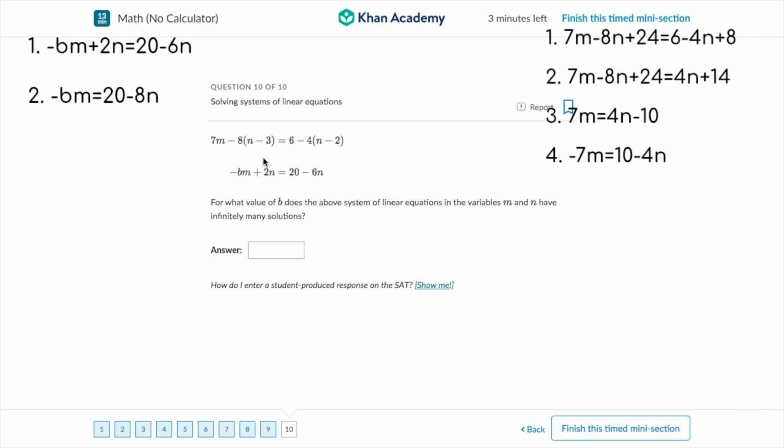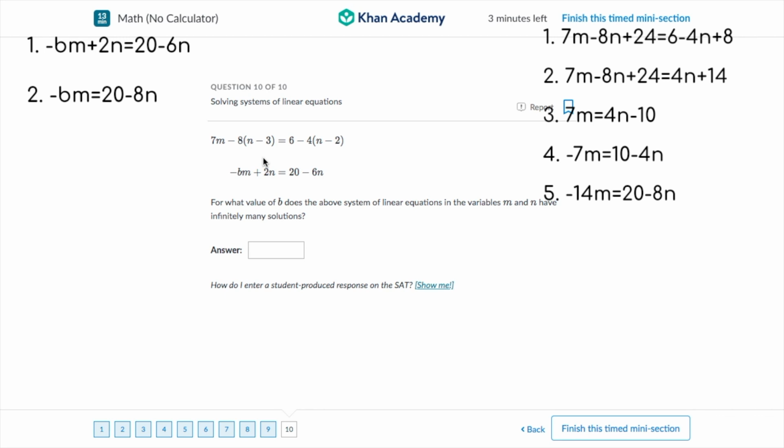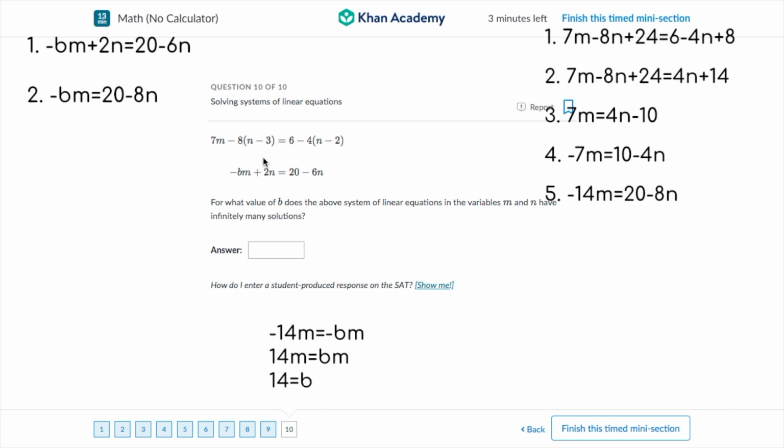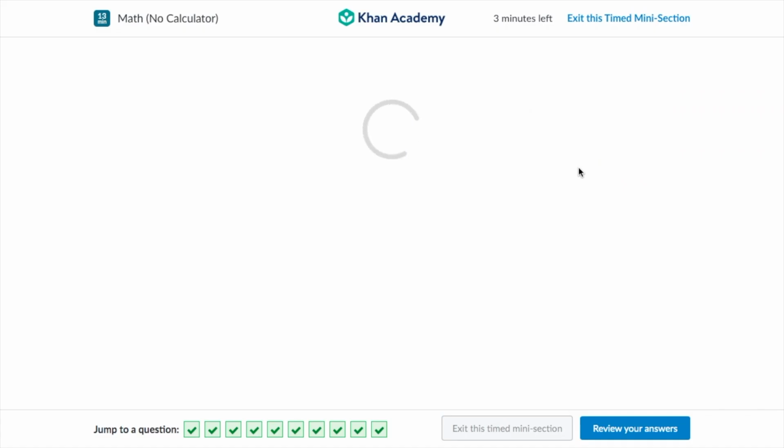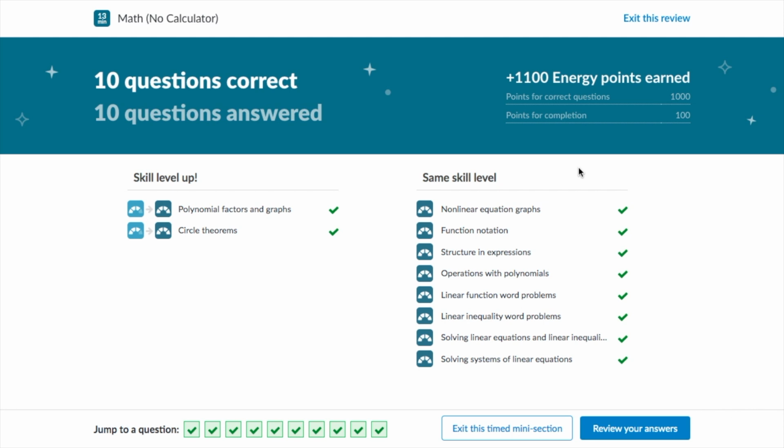We now have negative 7m is equal to 10 minus 4n. Well, if we multiply both by 2, we get negative 14m is equal to 20 minus 8n. And would you look at that? Both equations are somewhat equal. Negative bm is equal to 20 minus 8n, and negative 14m is equal to 20 minus 8n. That means negative 14m is equal to negative bm, and that means our answer is 14. Let's submit this. Would you look at that? We got it all correct.